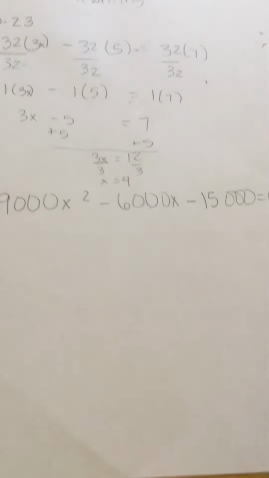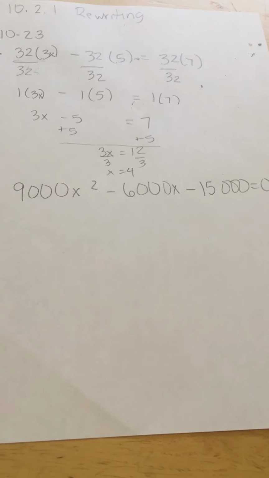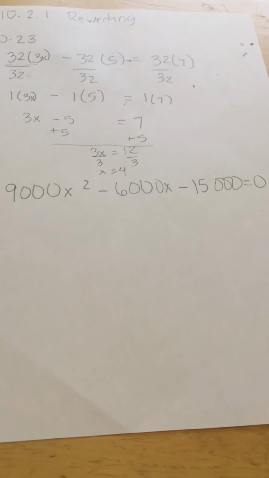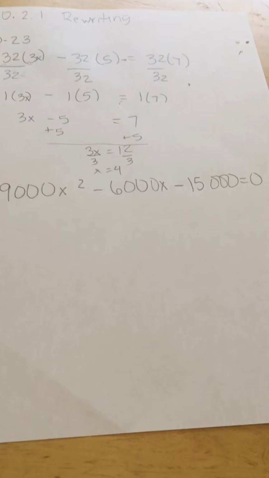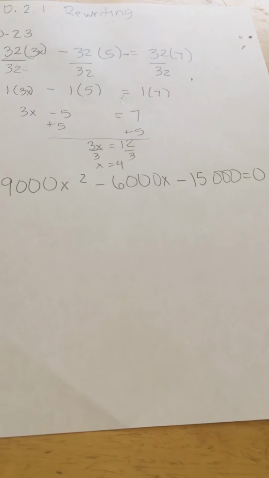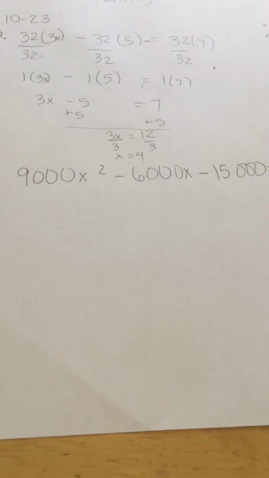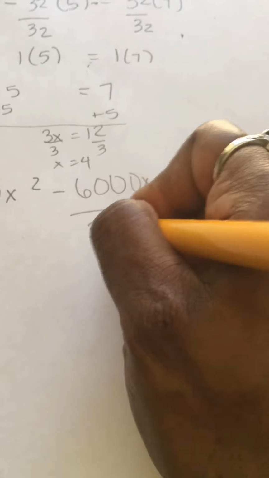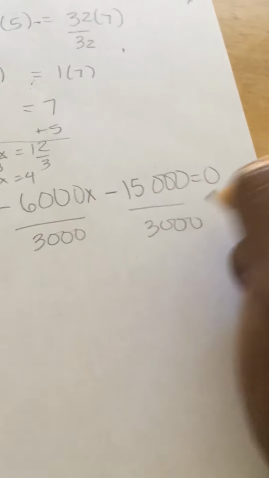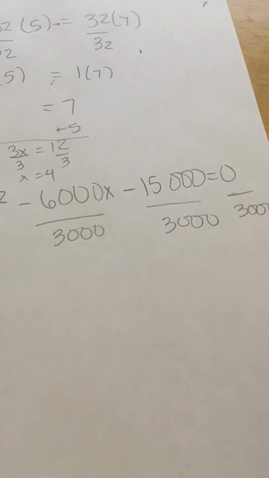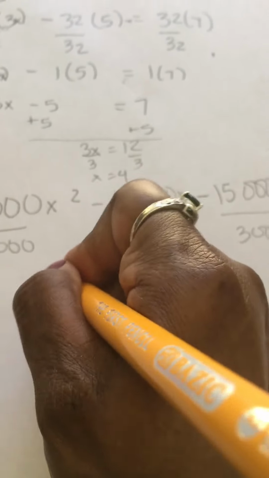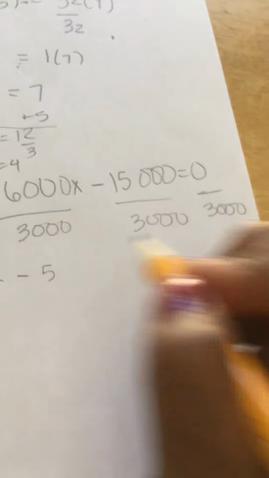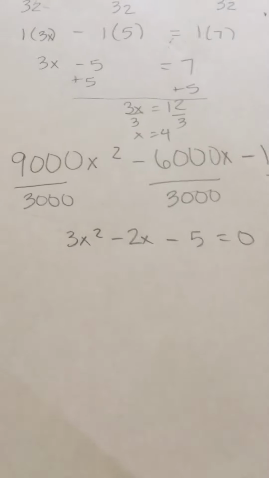Part B is a lot different because it's a quadratic, but we use a similar principle. We have 9,000x squared minus 6,000x minus 15,000 equals 0. They can all be divided by, well, 3. They could be divided by 10, but what's the greatest common factor? 3,000. So let's divide everything by 3,000. And divide 0 by 3,000 too. What you do to the left side, you do to the right side. And now we have 3x squared minus 2x minus 5 equals 0. And we're going to solve for x.